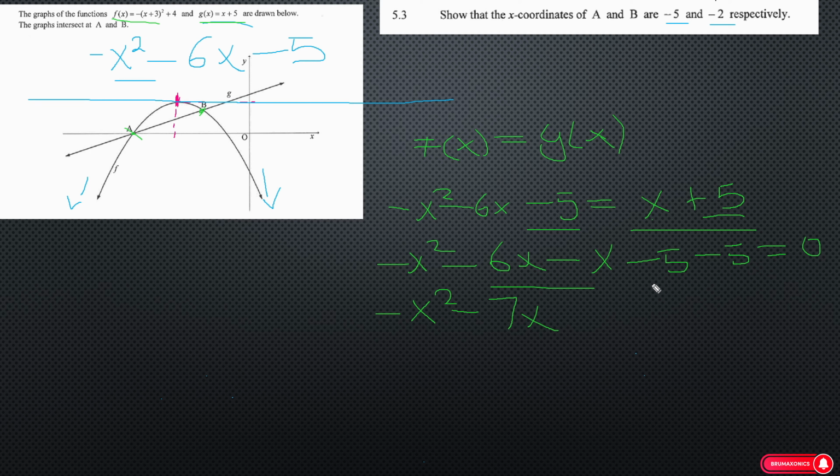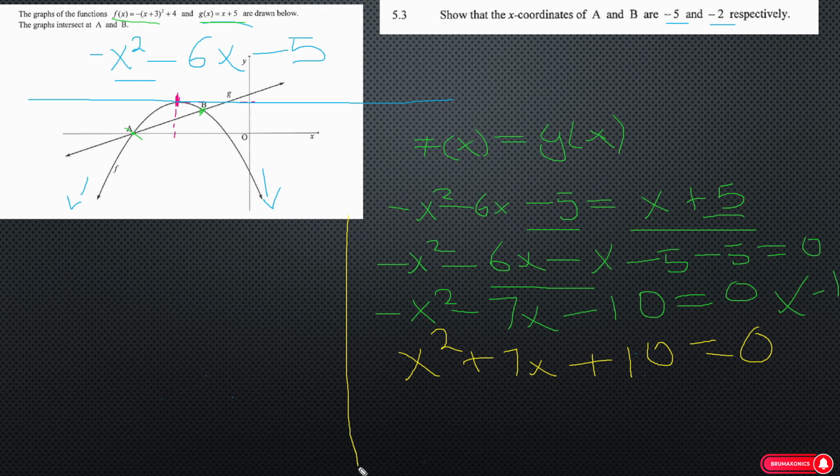Negative 7x and then negative 10, which is equal to 0. The best thing to do when you have all the variables as negative is to multiply by negative 1, just to change everything into a positive: x squared plus 7x plus 10 equals 0. Now you just have to use your power of solving for x. I do have tutorials on that, you can check it.